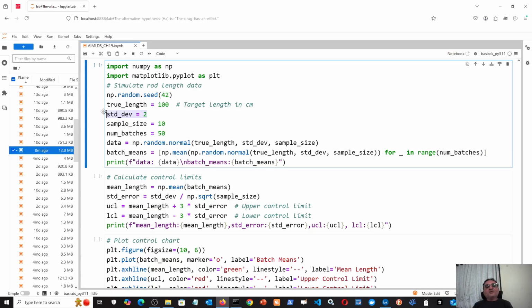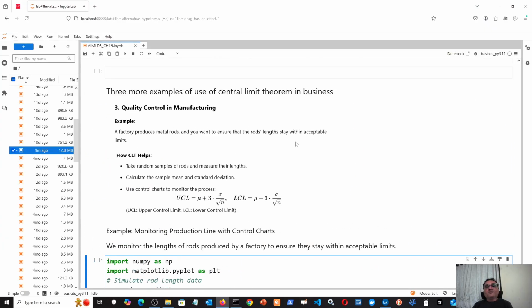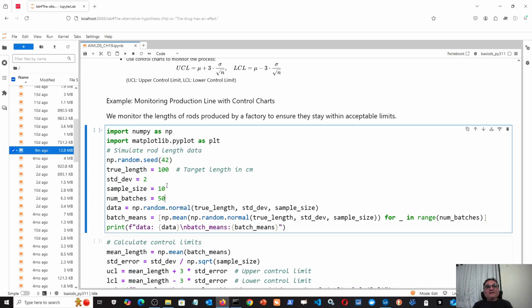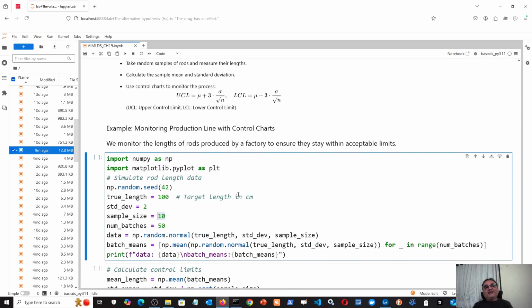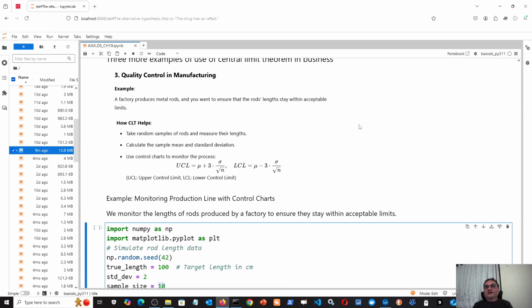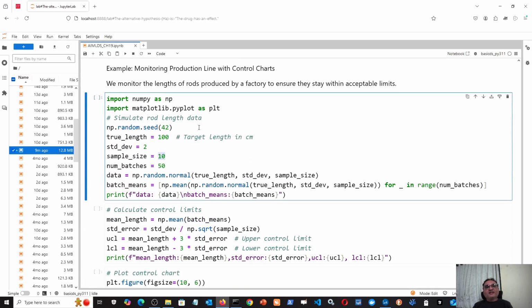Now, how much standard deviation do you want to allow? 2 units, that means say maximum 102, minimum 98. Not more than that allowance. Sample size is 10 and the number of batches is 50. From those 0.1 million, you take a sample of 10 rods, but only 10 rods would violate the condition for the central limit theorem, right? Because only with more than 30 can normality be guaranteed.